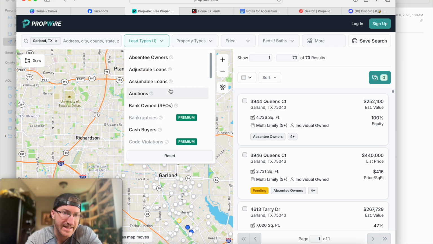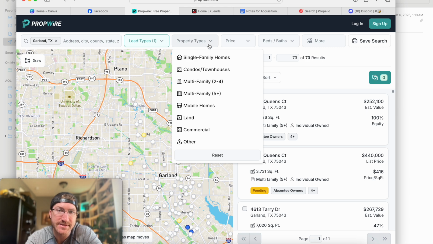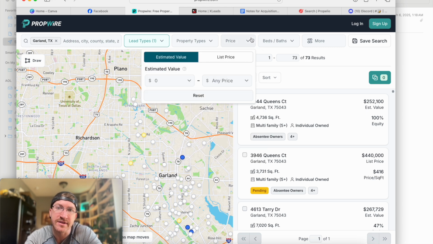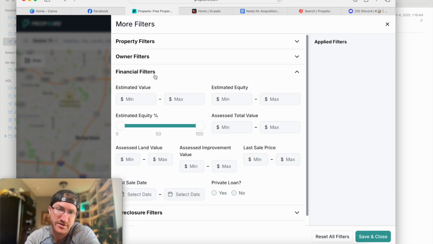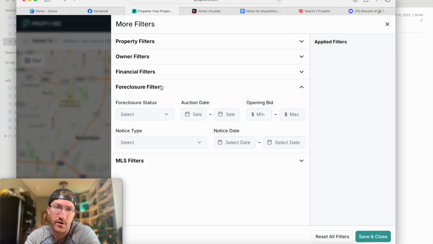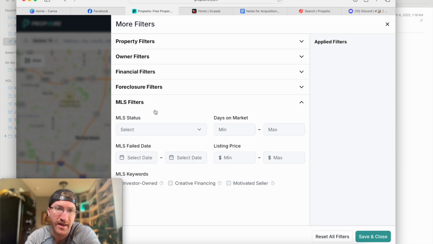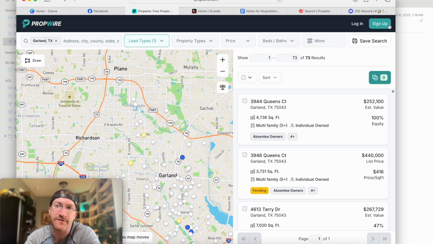You can look up lead types. You can look up exact property types: single family homes, condo townhomes, multifamily, multifamily plus, mobile homes, land, commercial, and everything in between. You can set a price range, a bed and bath count, and so many more filters. Property filters, owner filters, financial filters for the type of home you can afford or want to afford, foreclosure type filters, MLS filters. There are so many ways to filter things down on PropWire for free. Set up a free account and start finding potential home sellers and home buyers in your area in order to dispo real estate and purchase real estate.